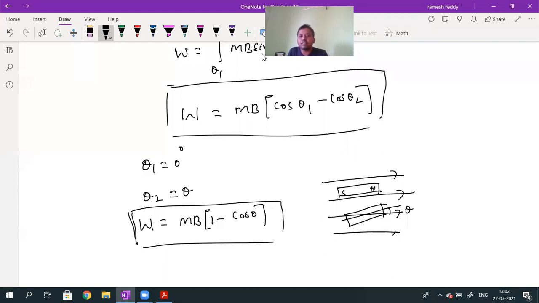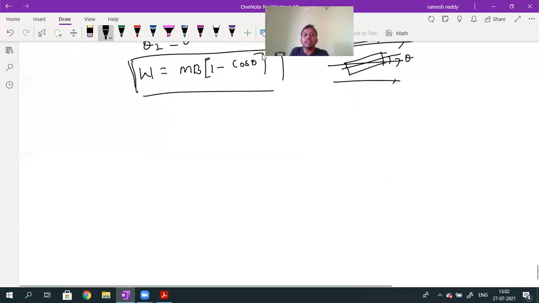So this is the formula for work done for rotating the dipole bar magnet. Generally the bar magnet is also called a magnetic dipole. The other name for the bar magnet is what? A magnetic dipole. So m into B into 1 minus cos theta.